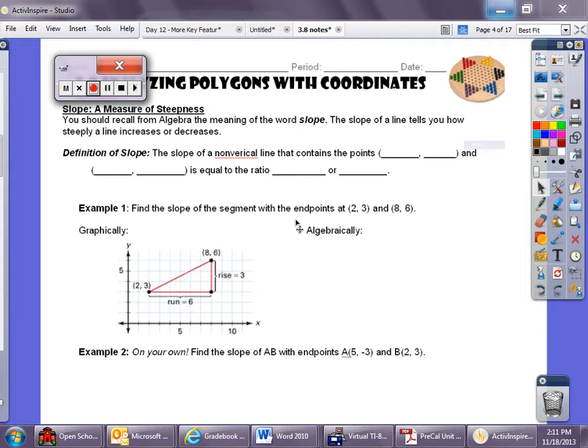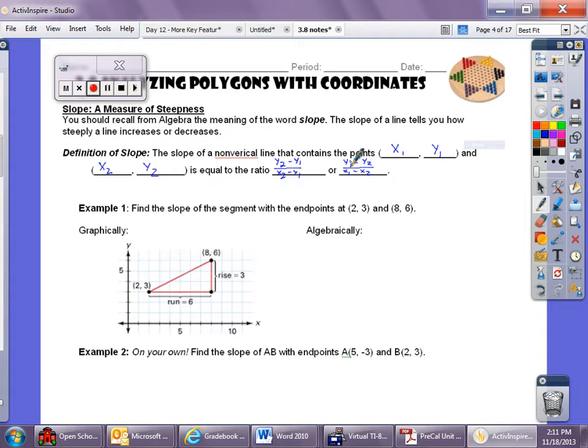So the slope of a non-vertical line that contains the points (x1, y1) and (x2, y2) is equal to the ratio y2 minus y1 over x2 minus x1, or we could do y1 minus y2 over x1 minus x2. Notice how the y2 and x2 come first, or y1 and x1. As long as they both are the same, that is your slope formula.